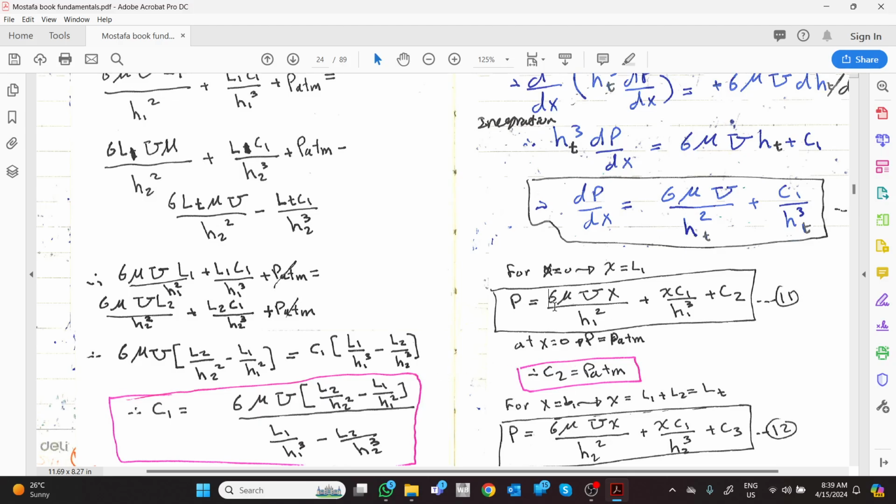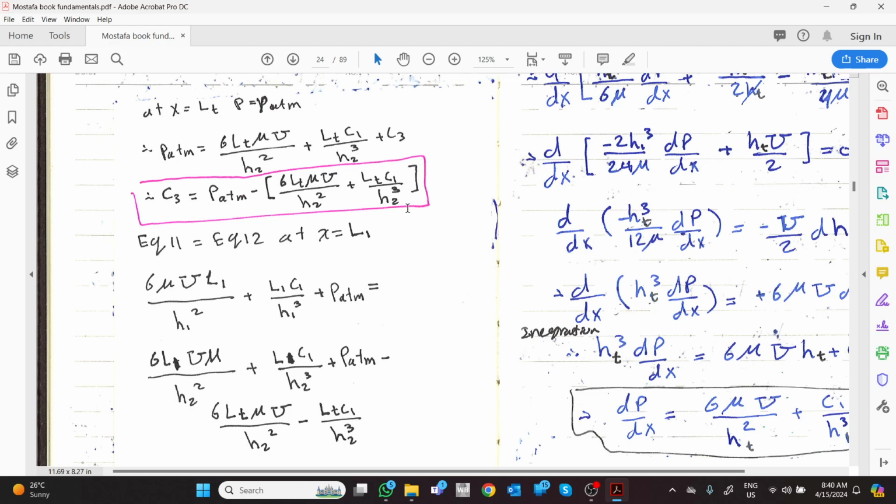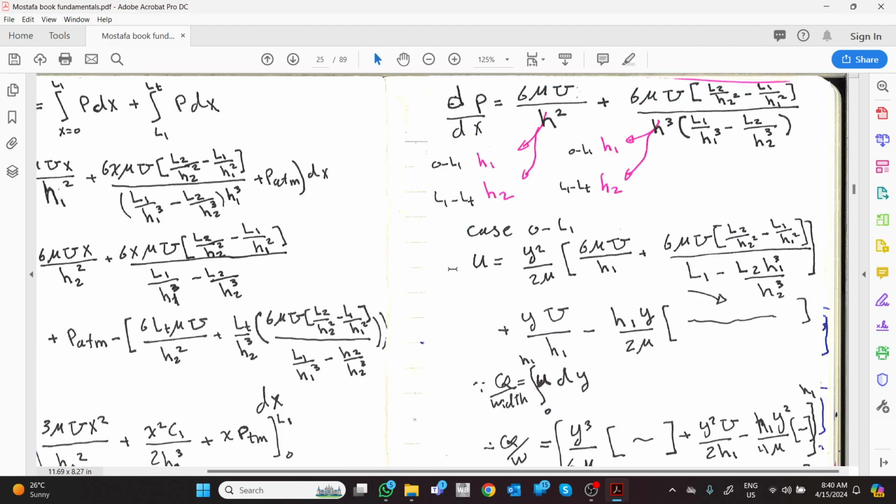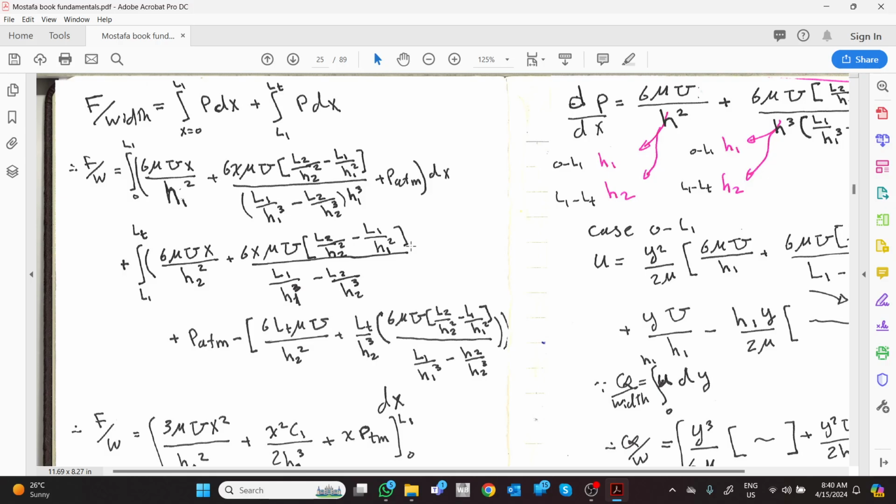That is, the pressure is equal to this one plus x over this one multiplied by this one plus c2, which is this one, and after it is equal to this one plus this one multiplied by this one plus this one. It's very lengthy. However, now we need to calculate the force which I can put over the bearing. The force is how much is the pressure by the area for the first part plus how much is the pressure by the area, the integration from the second part.